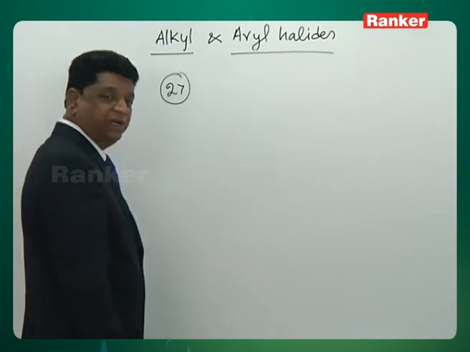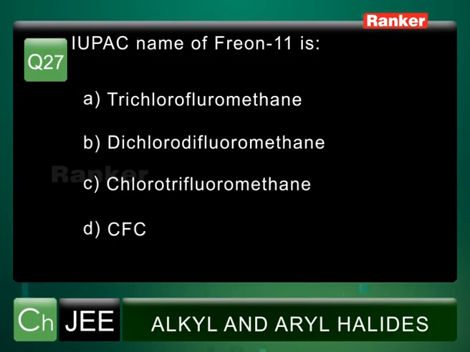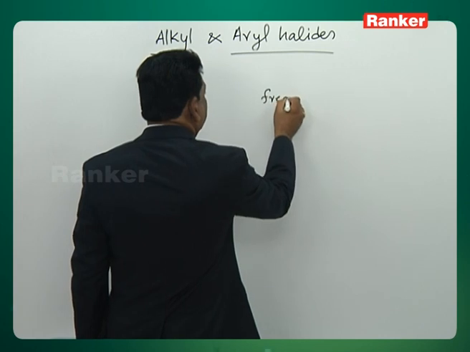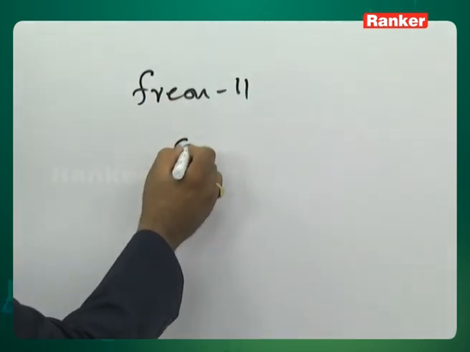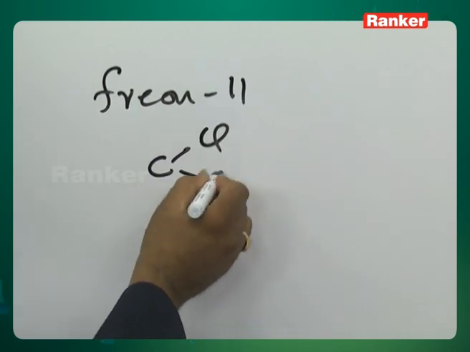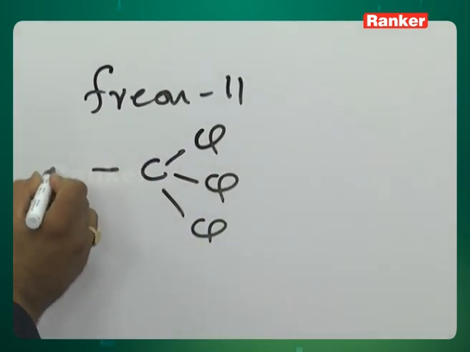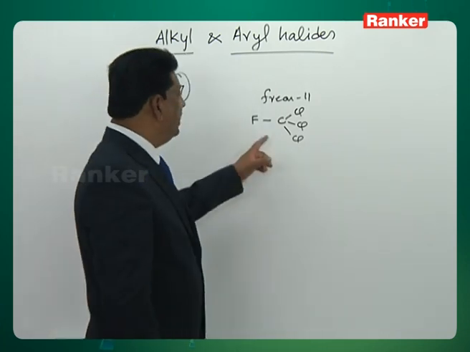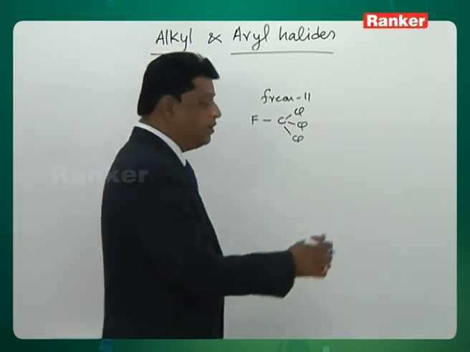So let's go to question number 27. The IUPAC name of Freon 11 is asked. Option A is trichlorofluoromethane, option B is difluoromethane, option C is trifluoromethane, option D is chlorofluorocarbons. Here it specifically asks about one specific compound, that is Freon 11. It is nothing but CCl4 treated with HF. So a compound with three chlorines and one fluorine is known as Freon 11. So the answer is A.